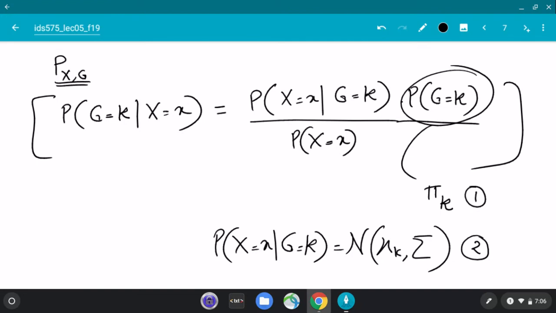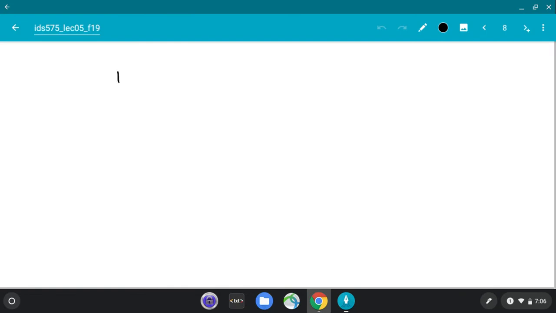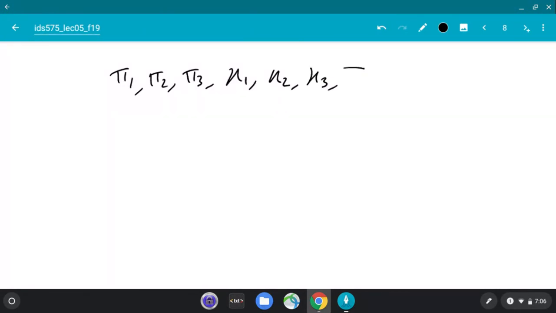Now let's understand this. If I know pi k, if I know mu k for each k, and if I know sigma, then can I make my classification? Can I classify a new x? Are those numbers sufficient? Let me say specifically, pi 1, pi 2, pi 3 for 3 class classification, mu1, mu2, mu3, and sigma. Are they sufficient to make a classification?